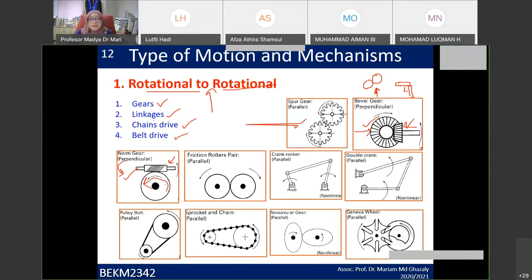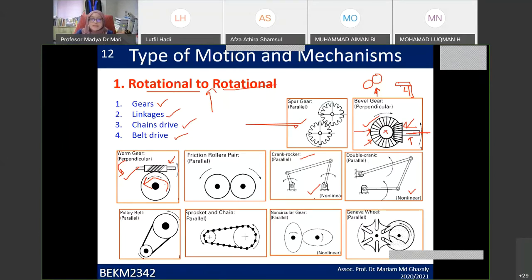And also we have the linkages. So for linkages, we have this type. This is for bonding. We have crank rocker type, parallel type, and another one is double crank type. So most of the time, for gears, these two parts will actually rotate, and of course you are going to fix them to a shaft over here. So this shaft is going to rotate and this shaft is going to rotate.